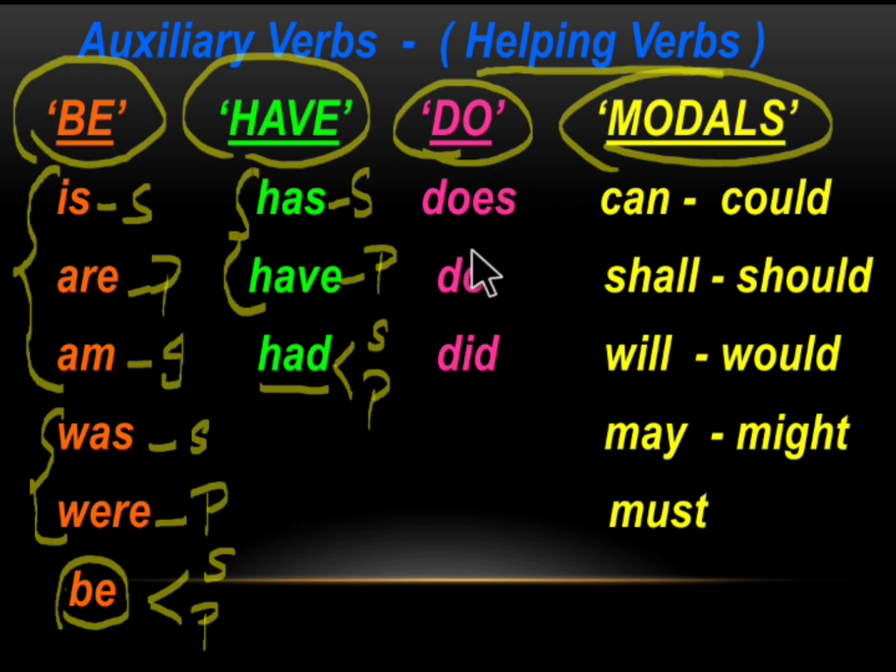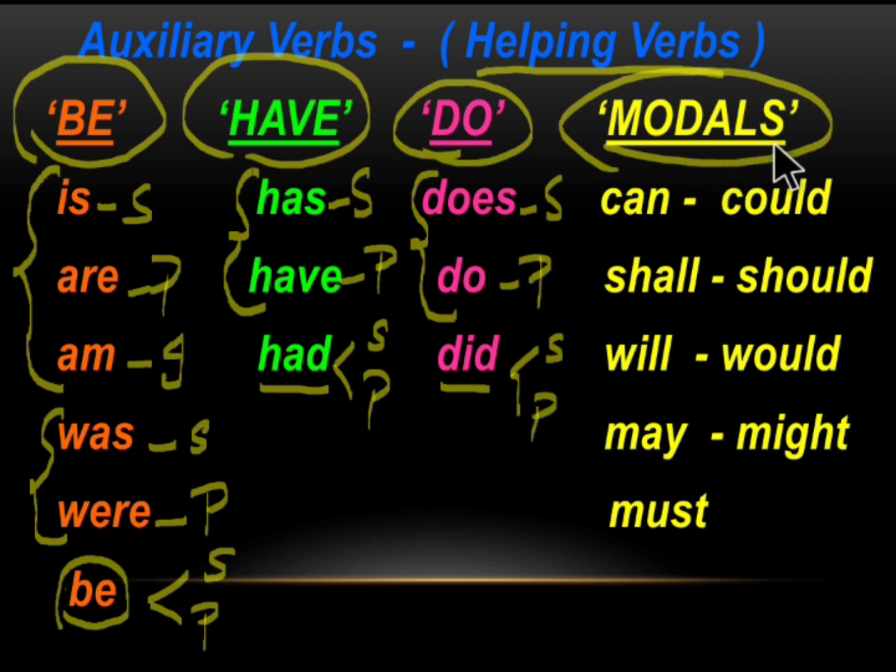Next we have the do verbs: does, do, did. Does and do are present do verbs. Does is used for singular and do is used for plural. Did is used for the past tense, in both the singular and the plural form.